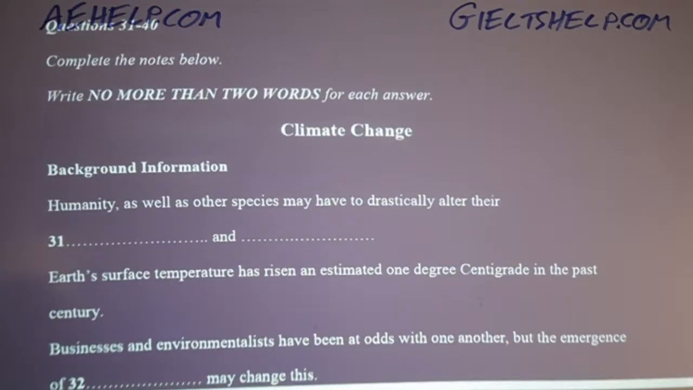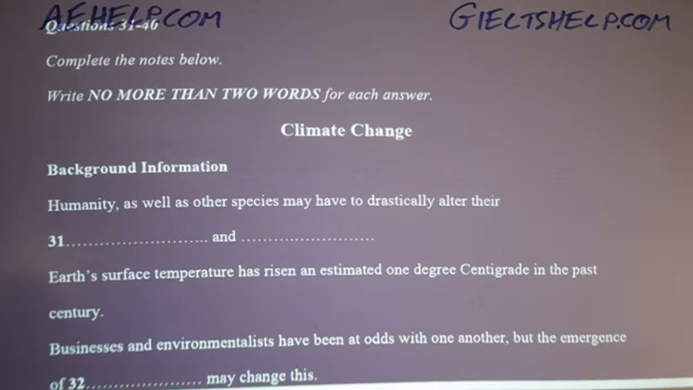Hello class, hope you all had a good weekend. Today we will be talking about climate change. Life on Earth is going to have some adapting to do if climate scientists are correct with regard to their predictions of the Earth's rising atmospheric temperature. Humans and animals alike may have to change both their habits and habitats. The average temperature on the Earth's surface has risen by an estimated 1 degree centigrade in the last 100 years, and this trend is continuing at an ever-increasing speed.